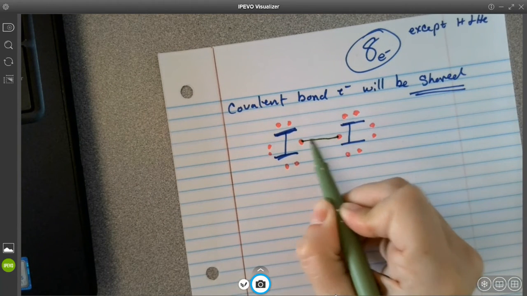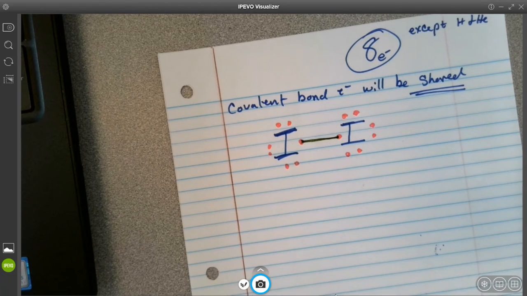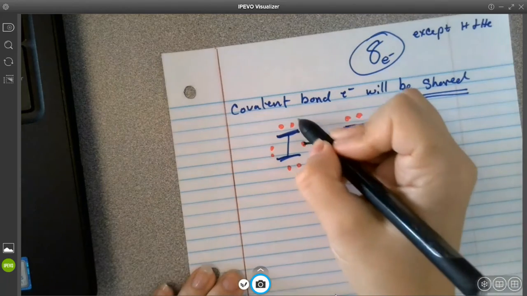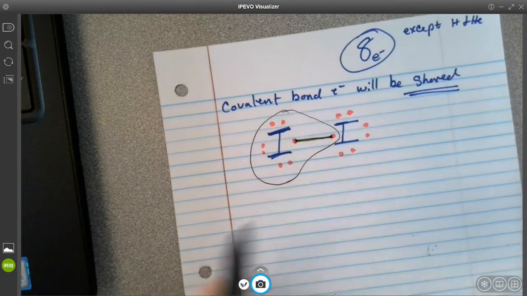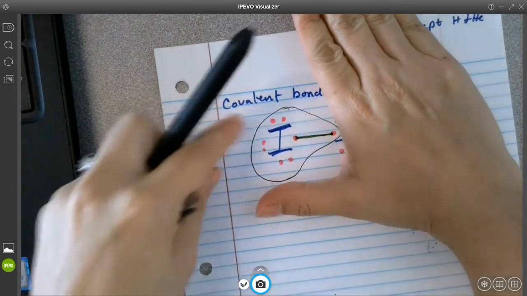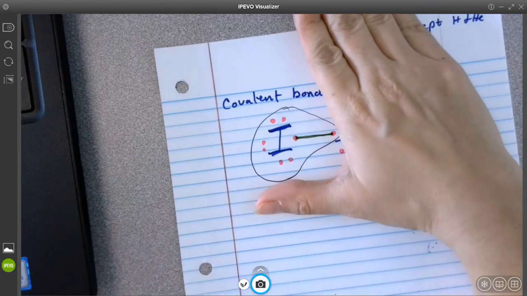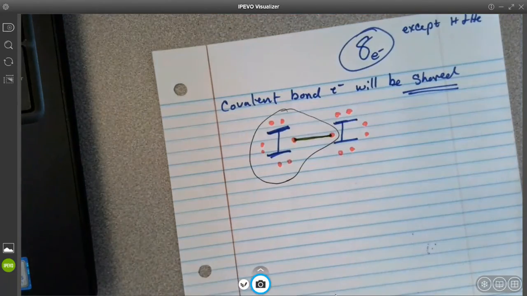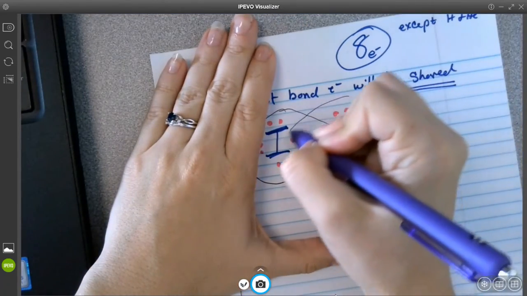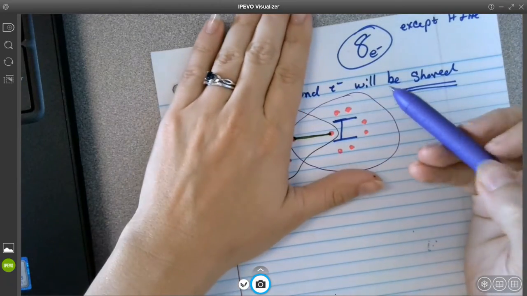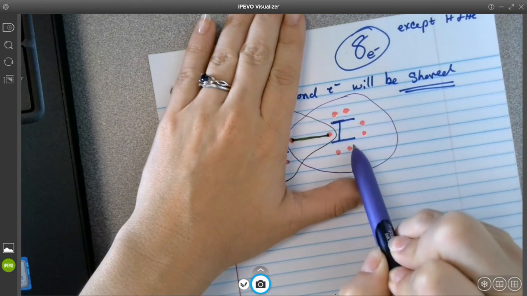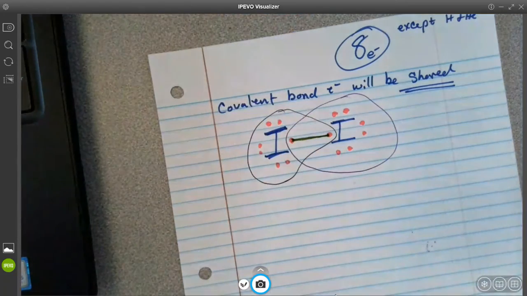So my green right here is going to be the bond. So they are going to share that electron. And that means right here, 2, 4, 6, 7, 8. This iodine has 8 electrons now. If I'm looking at my other iodine, this iodine is now sharing 1, 2, 3, 4, 5, 6, 7, 8. So that is our covalent bond.